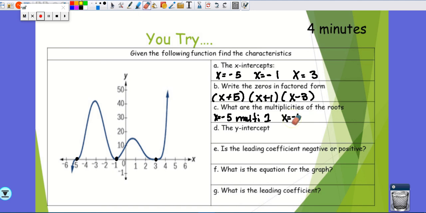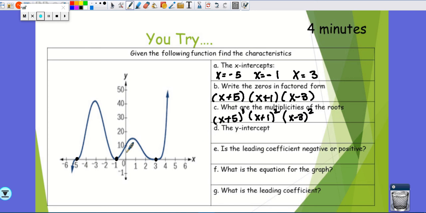Let me do it this way to keep it easy for you. I'm going to write down the factored form and just put the multiplicity up there. That one is 1. And then at x equals -1, the factored form is this, and because the hump sits on -1, it has a multiplicity of 2. And then at x equals 3, because the hump sits on 3, the answer at 3 is going to be 2 as well.